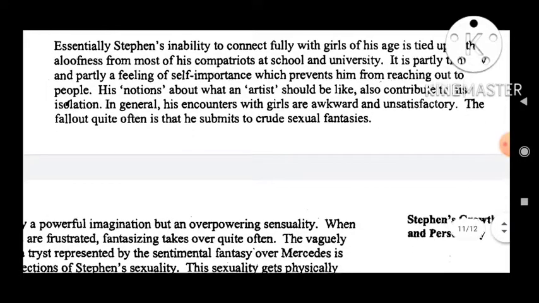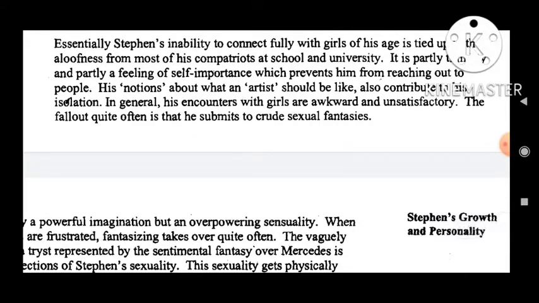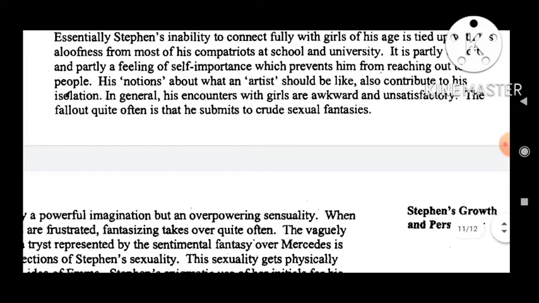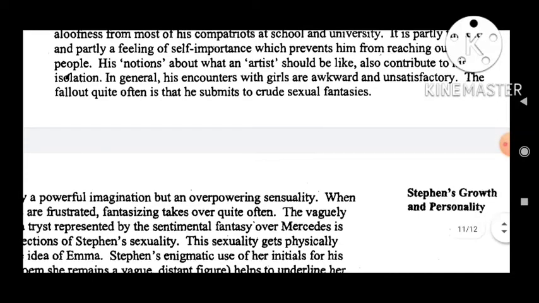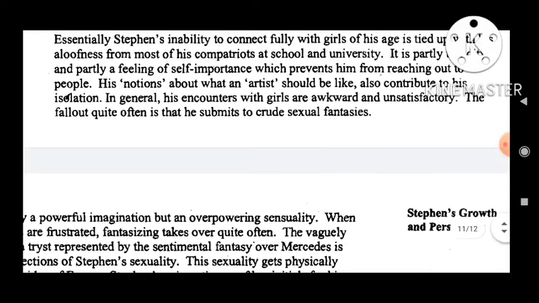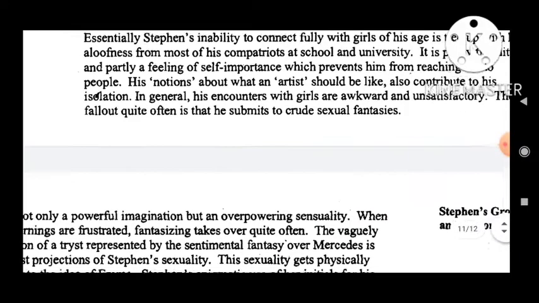It is partly timidity and partly a feeling of self-importance which prevents him from reaching out to people. His notions about what an artist should be like also contribute to his isolation. In general, his encounters with girls are awkward and unsatisfactory. The fallout quite often is that he submits to crude sexual fantasies.